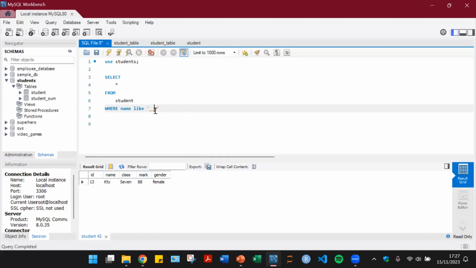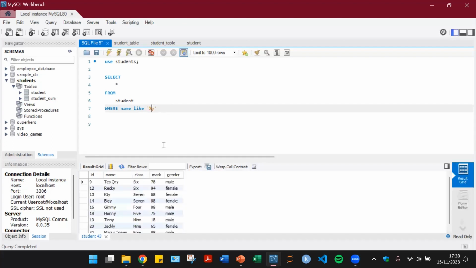We can use the percentage sign. Let's see if there is a name that ends with Y. There are names that end with Y. There are many. And that's basically it.